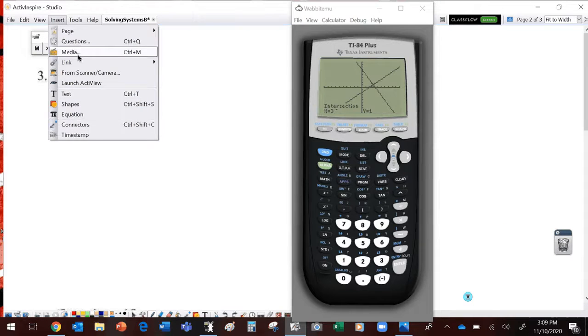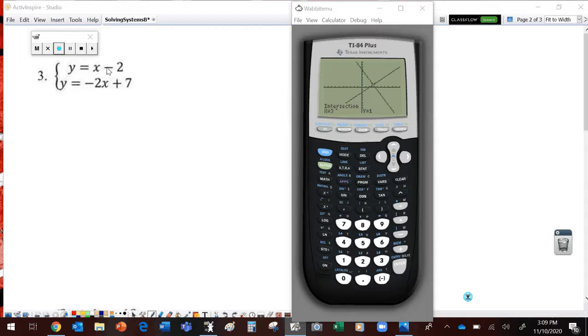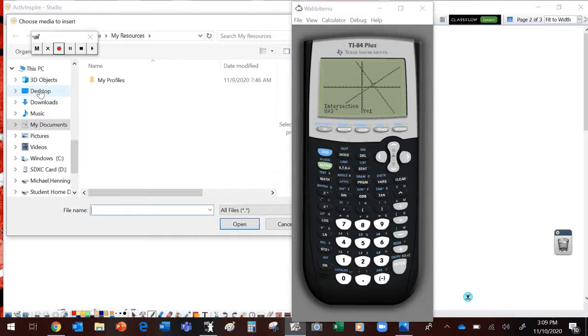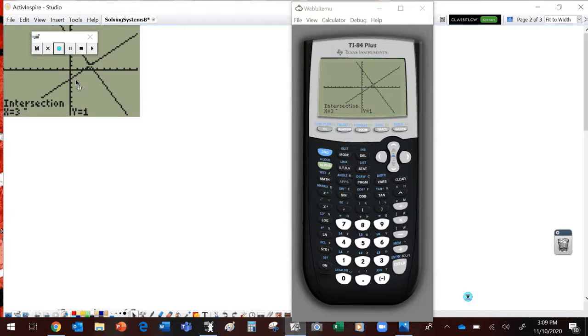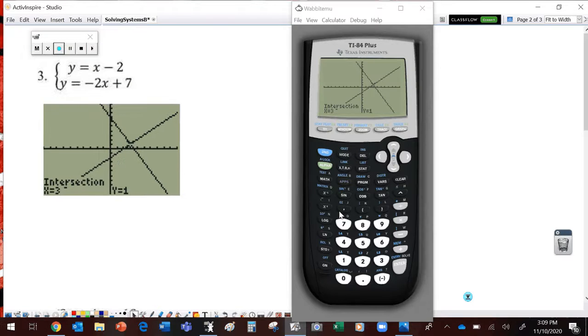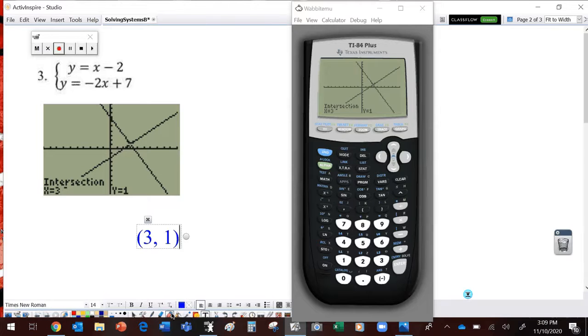All right, then for me, I want to insert media, desktop, and where'd it go? Systems, there we go. Okay, and there we go. And that's our graph, that's all of our work, and we can say that our solution is the ordered pair 3, 1.